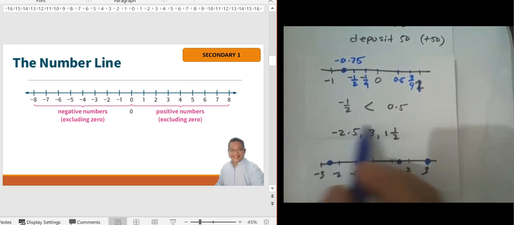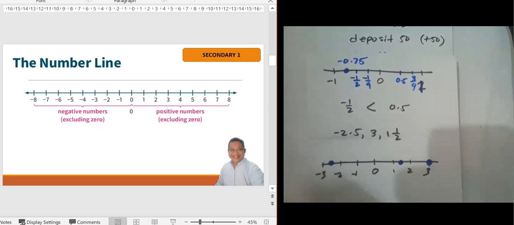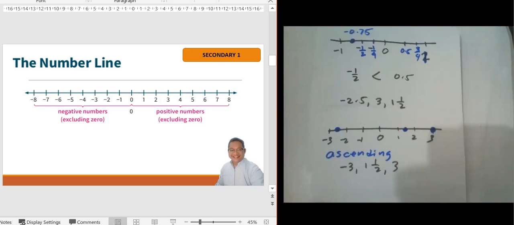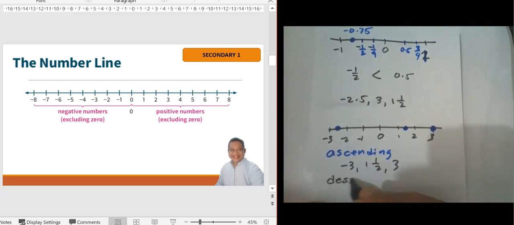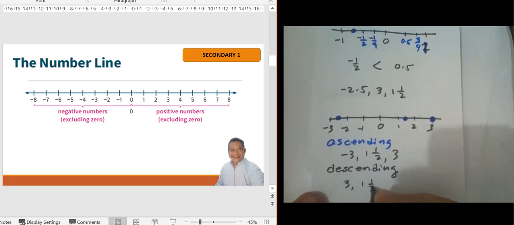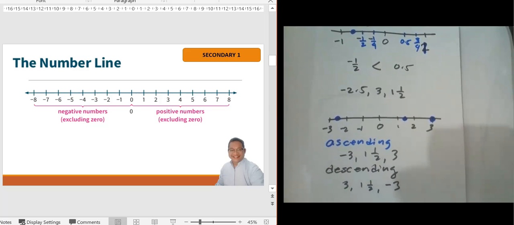Now, how would you arrange this one in ascending order? Sometimes in the question, you will be asked to arrange the numbers in ascending order. So in ascending order, that's going to be -3, 1 and 1/2, and 3. Okay, now the opposite of ascending order is descending order, which is actually from the bigger number to the smallest number. Okay, that is one of these skills that you actually need to know.